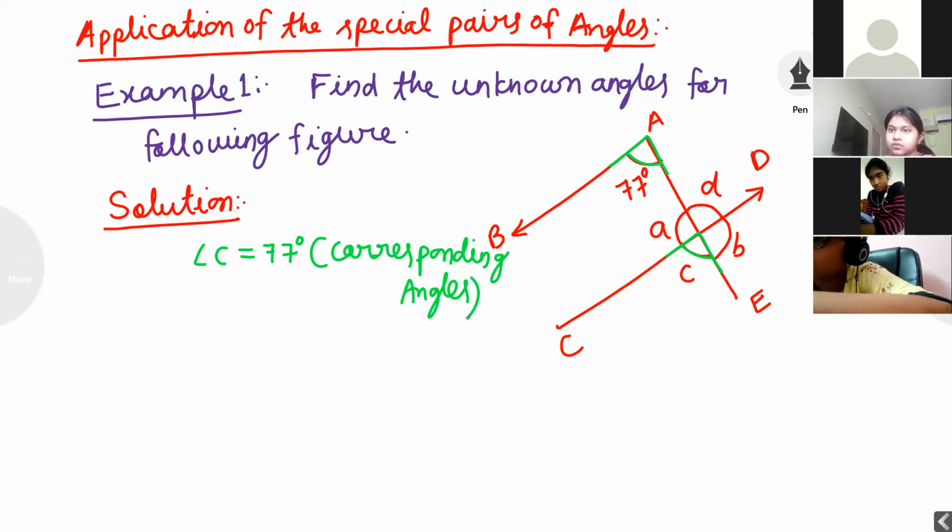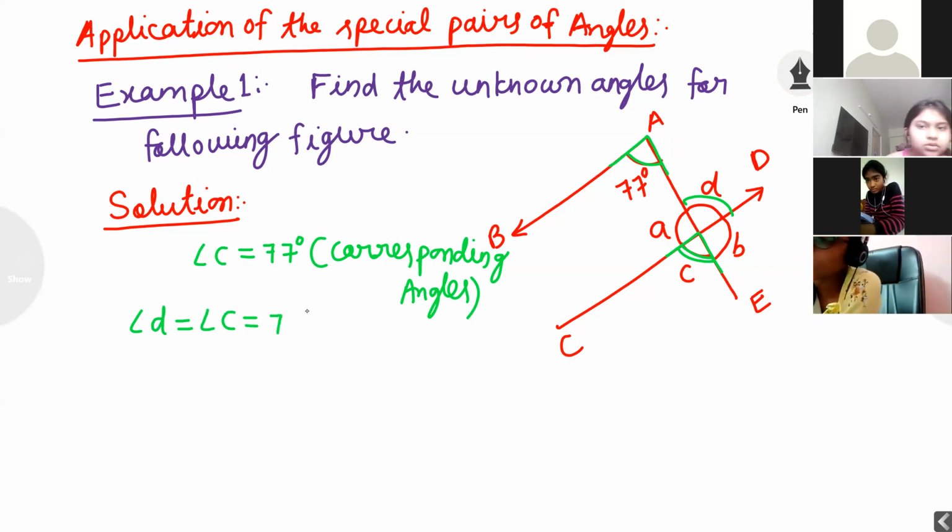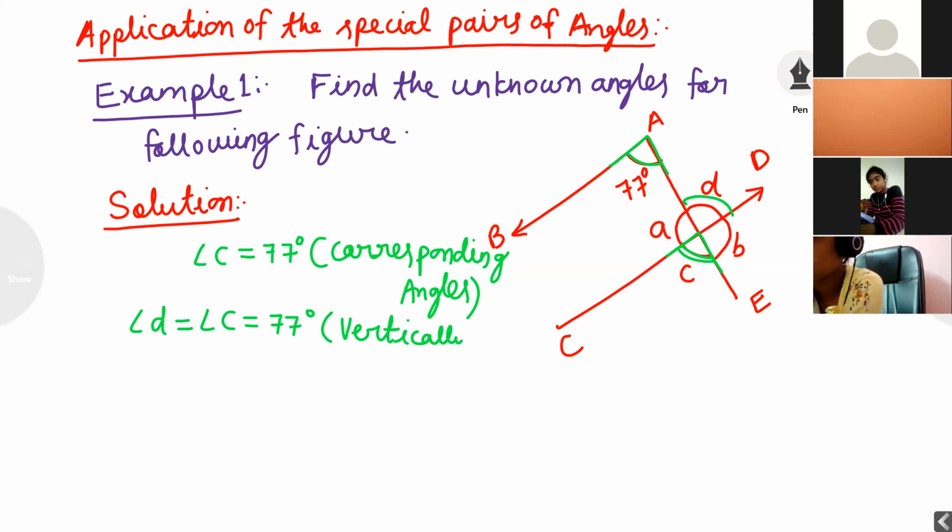Now angle C is opposite to which angle? Angle C is opposite to angle D, vertically opposite angles. Angle D is equal to angle C is equal to 77 degrees. Why? Vertically opposite angles.